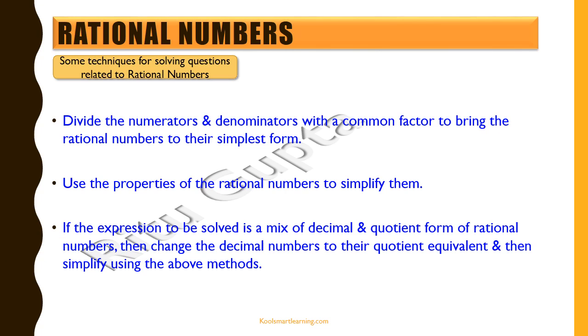Now, if the expression to be solved is a mix of decimal and quotient form of rational numbers, then it is always advisable to change the decimal number to the quotient equivalent first and then simplify using the above two methods so that we get a final quotient form of rational number, which if possible or if needed can be converted to the decimal form also.